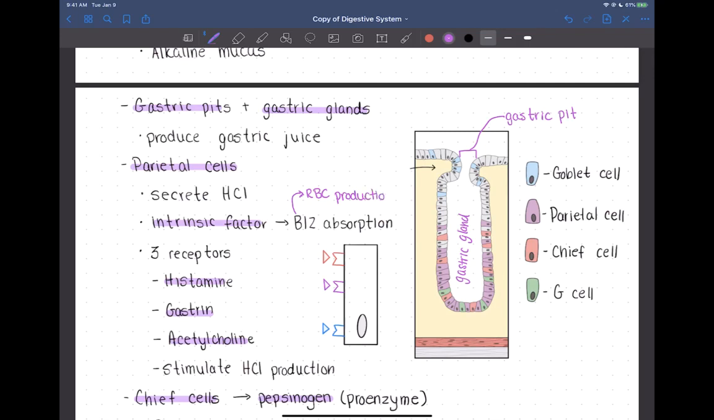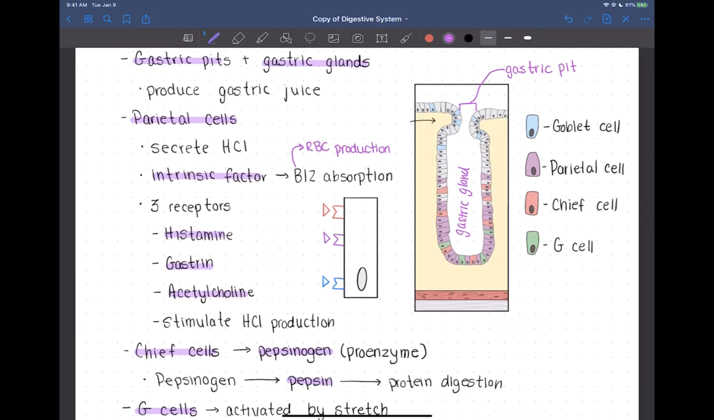So somebody who has maybe had a gastrectomy, part of their stomach removed for whatever reason, is not making as much intrinsic factor, therefore they're not getting as much vitamin B12, and they could become anemic because of that. We talked about that type of anemia.